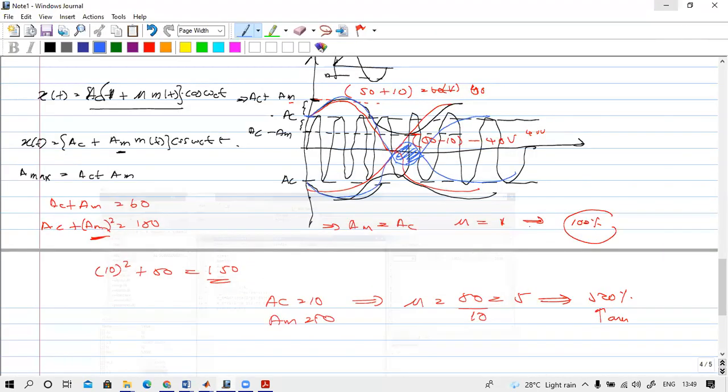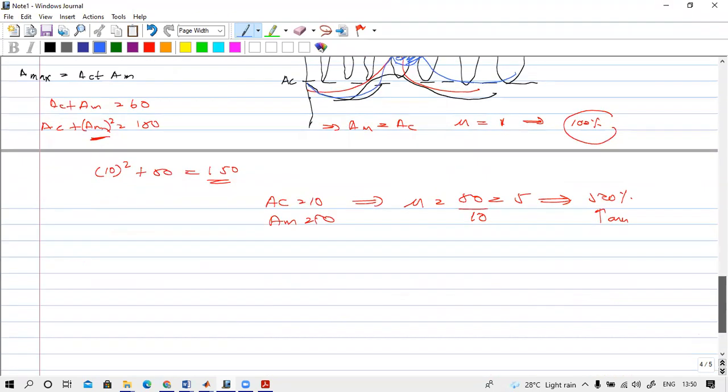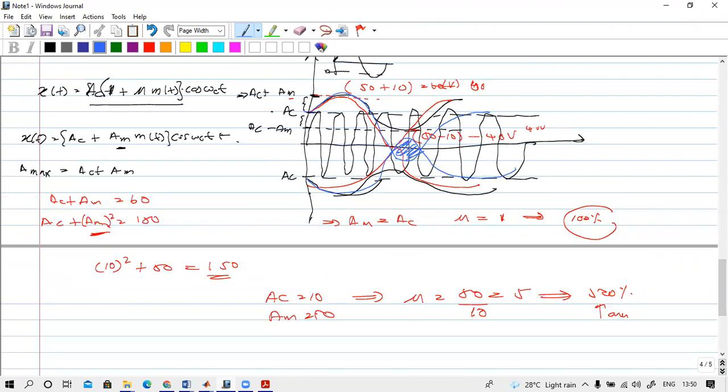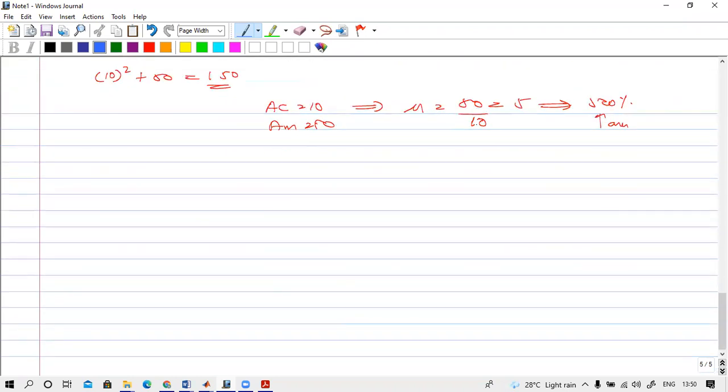And one thing, I would like to ask a practical question. Can anyone propose a way to detect this envelope? Any electronic way to detect this envelope, using an Arduino board or something? So we have an envelope like this.